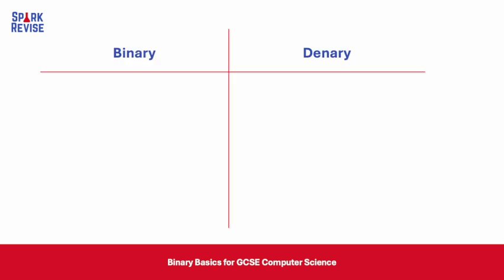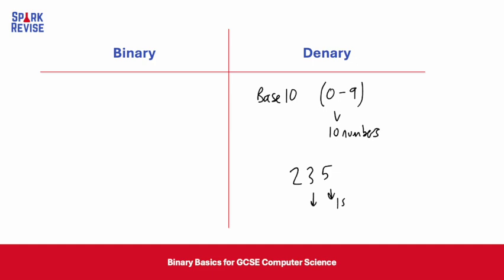First, let's talk about the difference between our normal number system, known as denary, and binary. We normally count using base 10. This is the numbers 0 to 9. There's 10 of them. In base 10, each column of a number is worth 10 times more than the one before it. So we've got a number, e.g. 235. This is the ones column. This is the tens. This is the hundreds. Each column is worth 10 times more than the one before it.